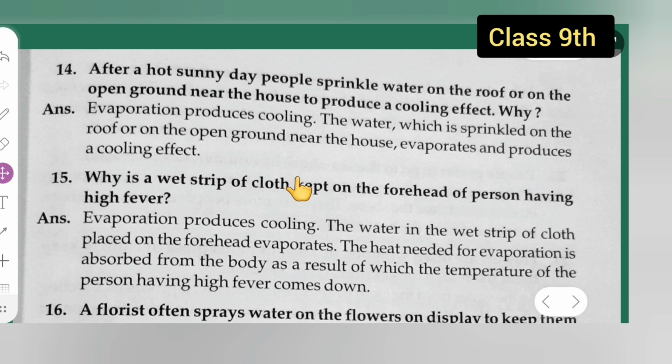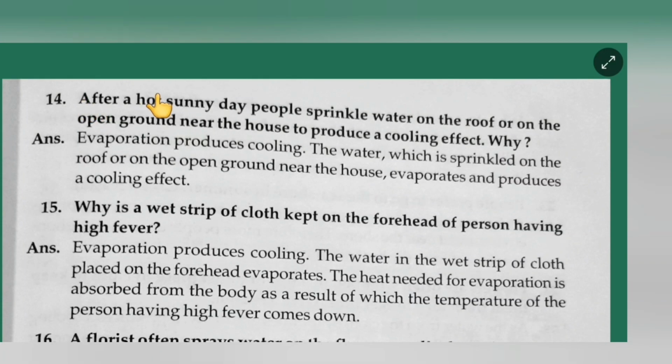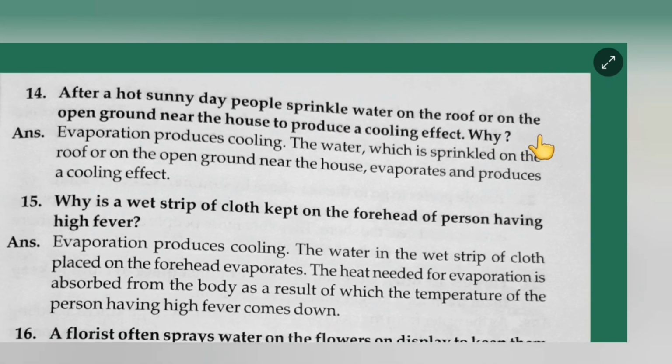Moving towards the next question and answer. After a hot sunny day, people sprinkle water on the roof or on the open ground near the house to produce a cooling effect. Why? Evaporation produces cooling. The water which is sprinkled on the roof or the open ground near the house evaporates and produces a cooling effect.